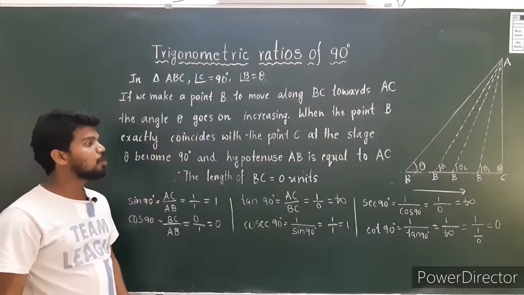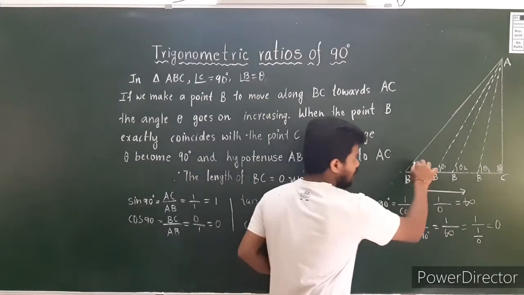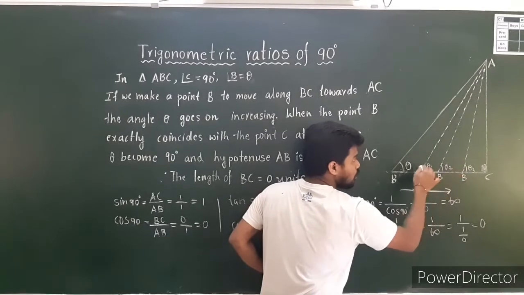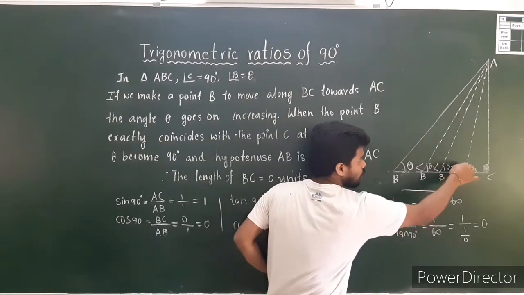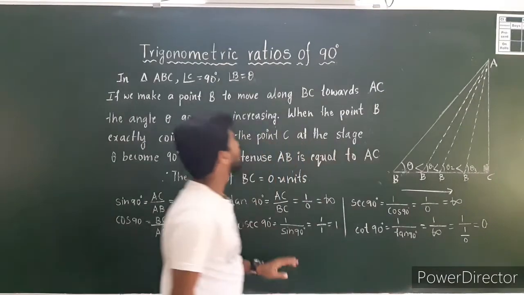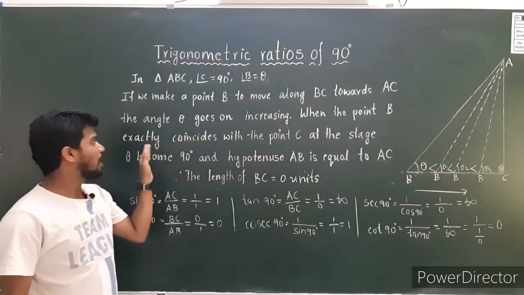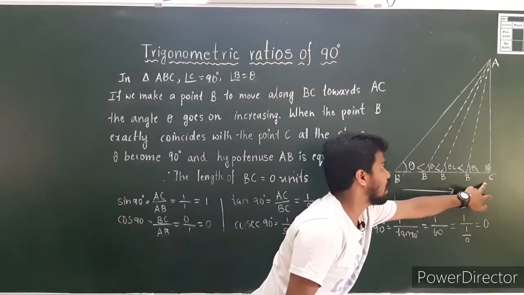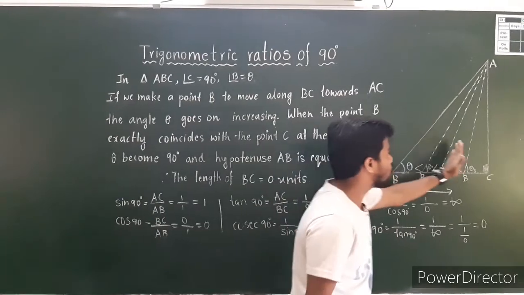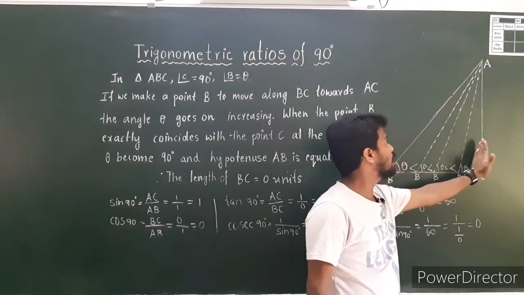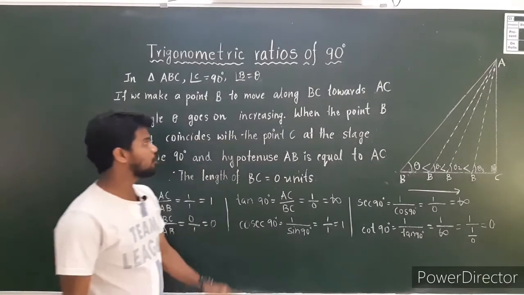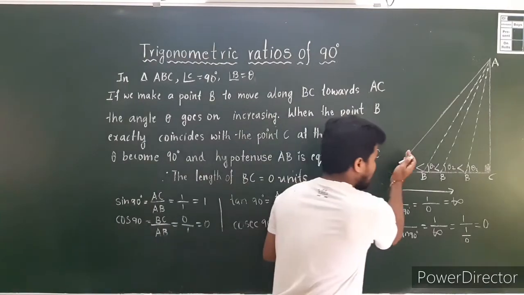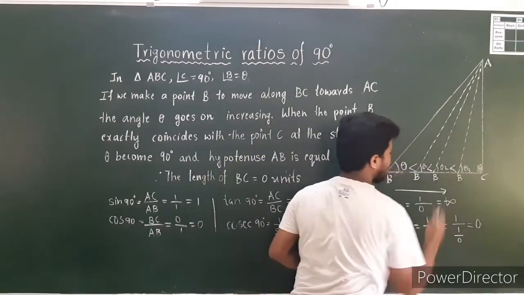The angle theta goes on increasing. You see that? So theta is here, it is small. When you compare theta 1, it is bigger, and theta 2 is even bigger. So like this. When you come to C, the point B exactly coincides with point C, that means this line goes on like this and merges with point C. At that stage, theta becomes 90 degree.